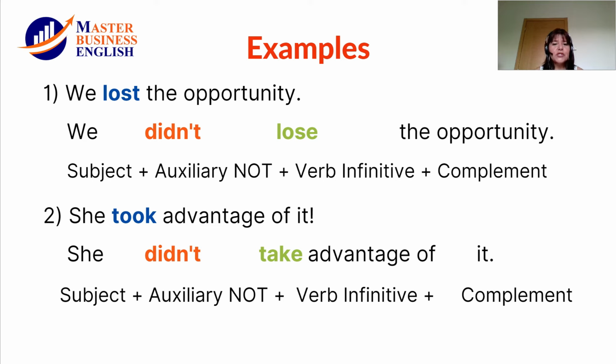Another example. She took advantage of it. She didn't take advantage of it. Didn't is the auxiliary negative for the negative sentence. The verb is take. So subject she, didn't as the auxiliary negative, take the verb in infinitive, and the complement it.